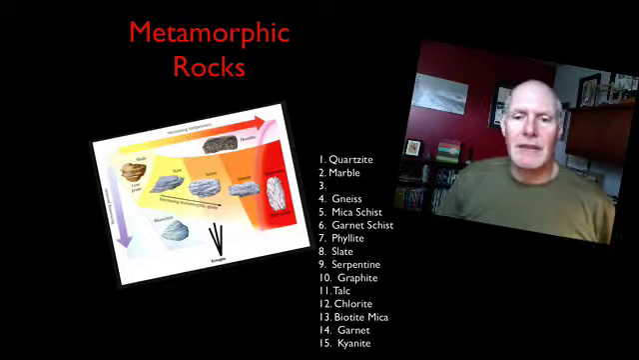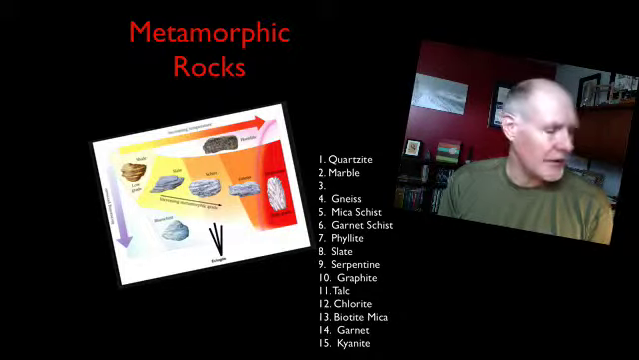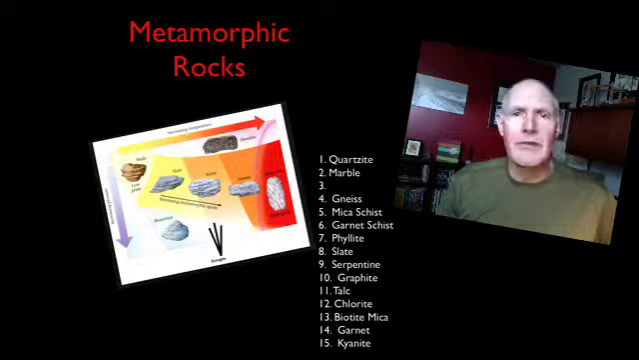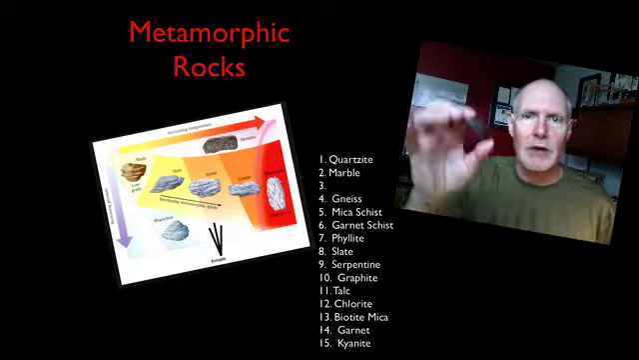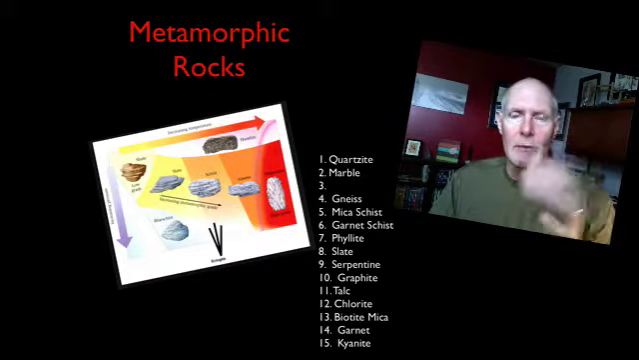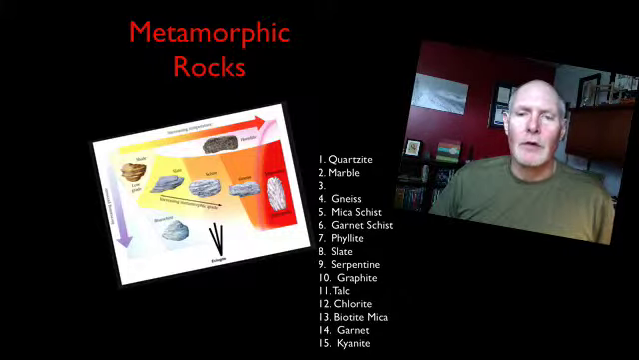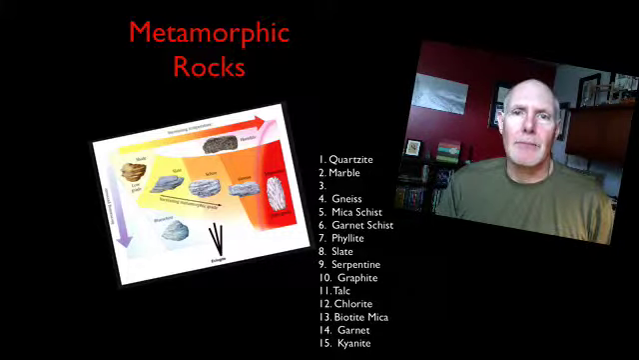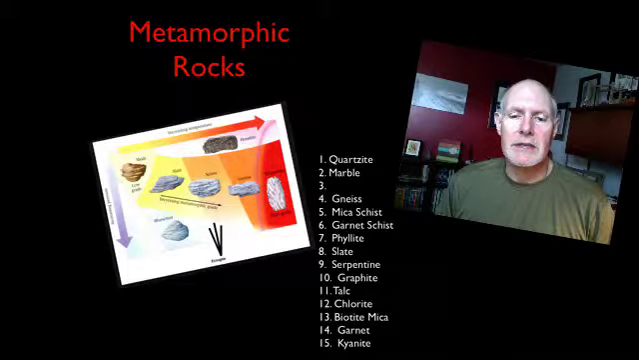Number 7 was phyllite. Number 8 was slate. 9 is serpentine. 10 is graphite. It's the same graphite that you saw as a mineral, but it was formed in a metamorphic process, so we also classify it with metamorphic rocks. Number 11 is talc. Again, you saw that as a mineral. 12 is chlorite. 13 is biotite mica. Again, that was a mineral. 14 were garnets, which you also saw in number 6 in the garnet schist. And number 15 was kyanite.